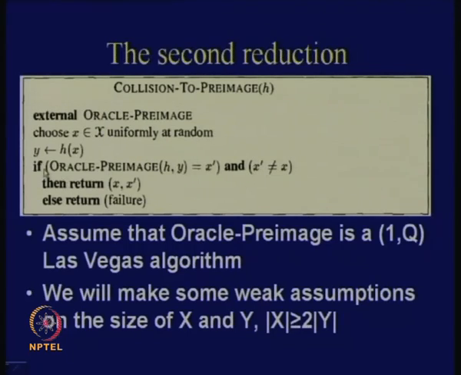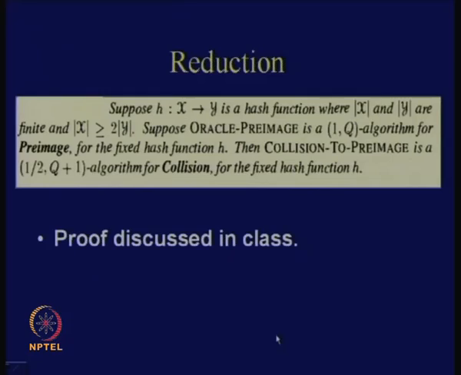Okay. So now you understand why the if was there actually. So now you check whether x dash and x are the same or not. Okay, and then you return x comma x dash, otherwise it fails. So this is an algorithm, and we assume that the oracle pre-image is a 1 comma q Las Vegas algorithm. Okay, and then if you make some assumptions on the size of x and y, which are quite practically true, that is mod x is greater than or equal to twice mod y, then you can show this particular result.